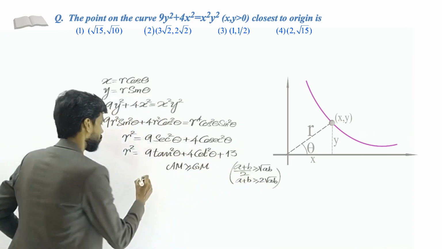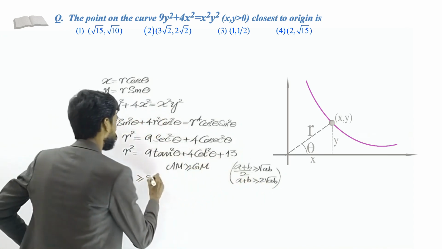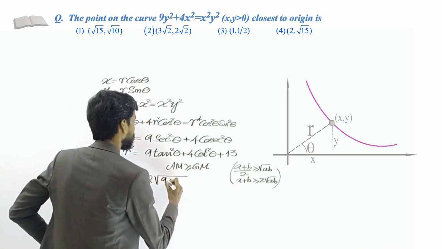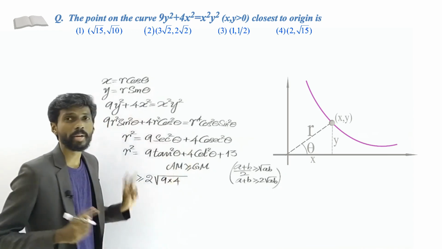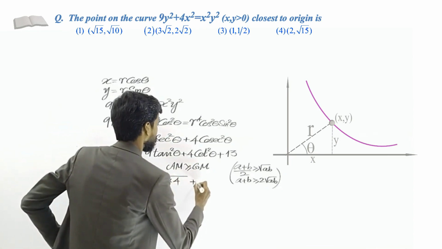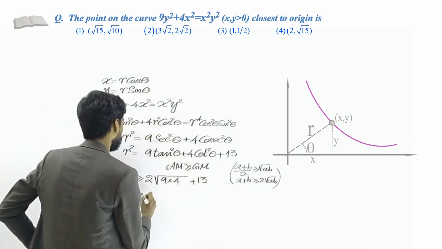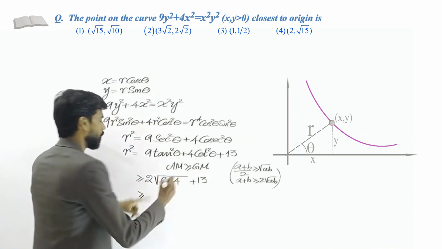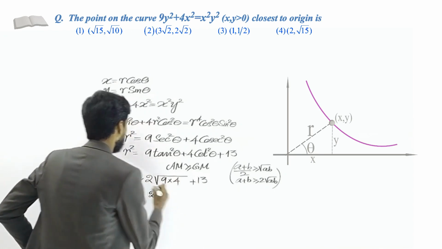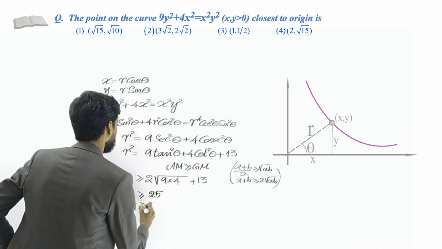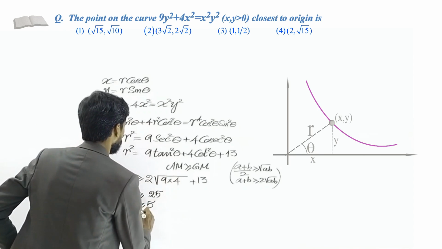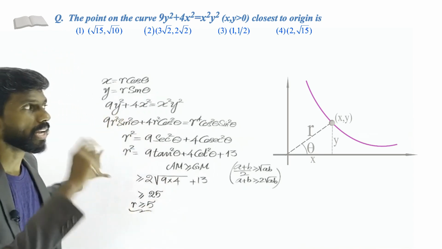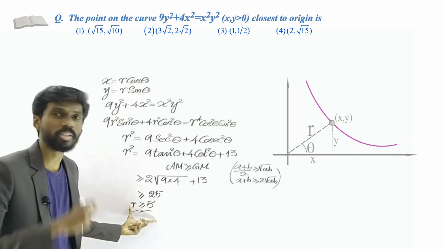So the whole expression is greater than or equal to 2 square root of AB. AB is 9 multiplied by 4, tan squared multiplied by cot squared, which becomes 1, plus 13. So this is 36, square root 6, times 2 is 12, plus 13, so 25. 25 is the value of r squared, which means r is greater than or equal to 5. So the minimum value of r is 5. So 5 is the closest, the shortest distance. Do you understand?